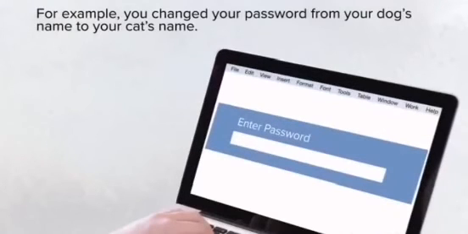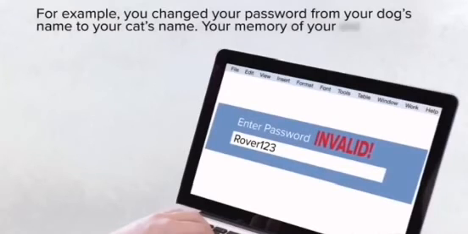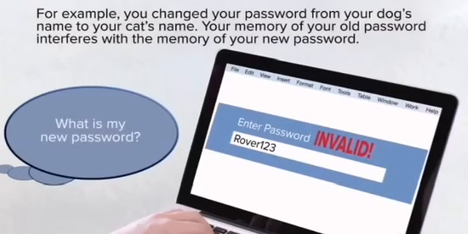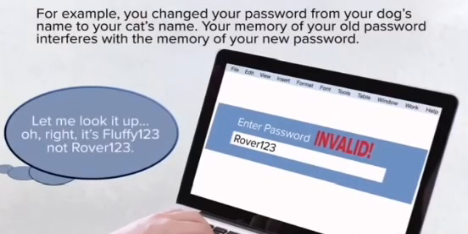For example, you changed your password from your dog's name to your cat's name. Your memory of your old password interferes with the memory of your new password. What is my new password? Let me look it up. Oh, right, it's Fluffy123, not Rover123.